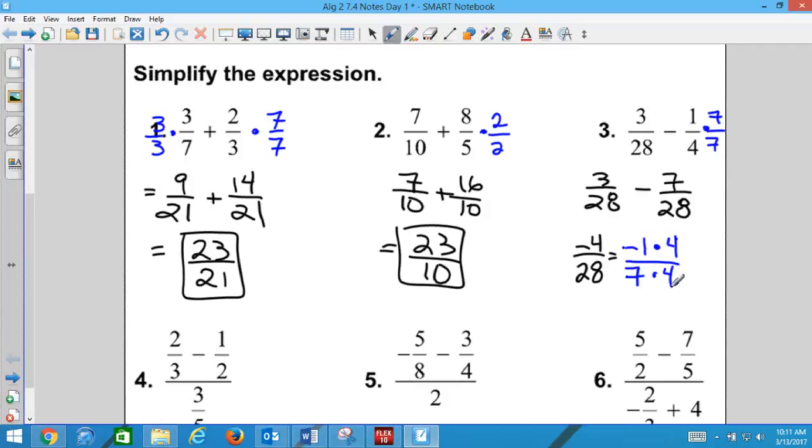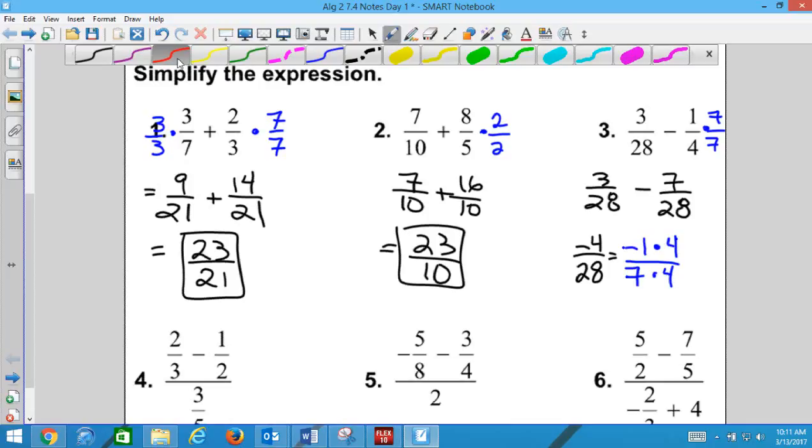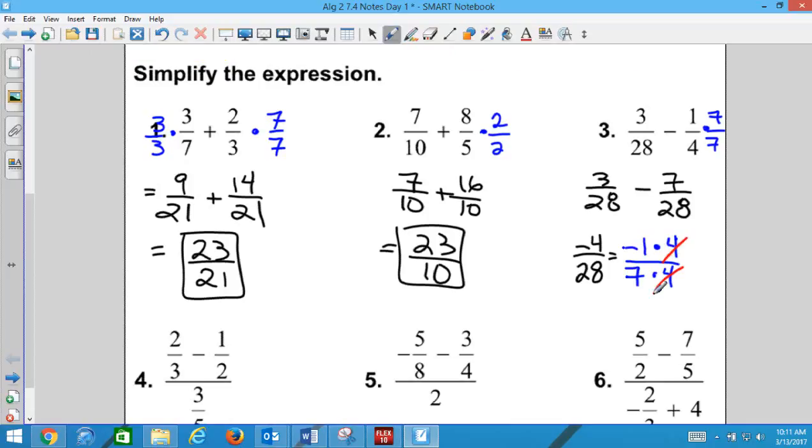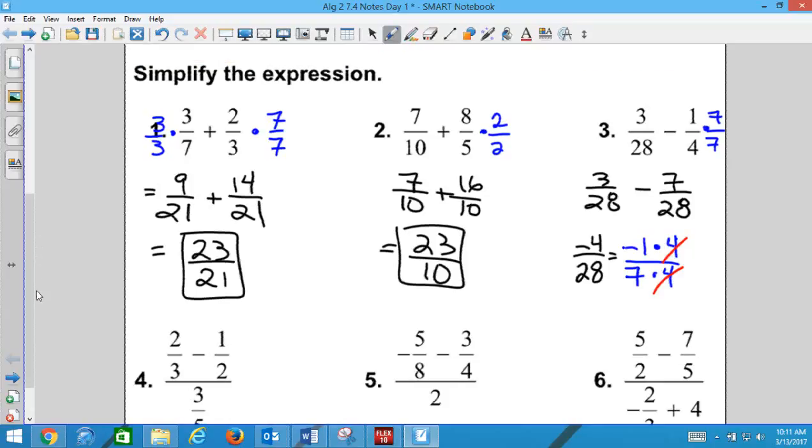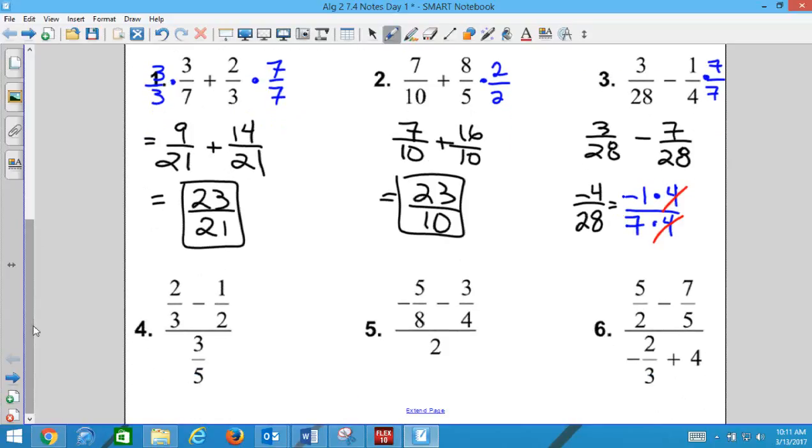Once it's factored, then you can cancel the 4s. You can only cancel them if you factored them. Otherwise, it's a possibility you might kill a buddy. Don't tell me that you want to.